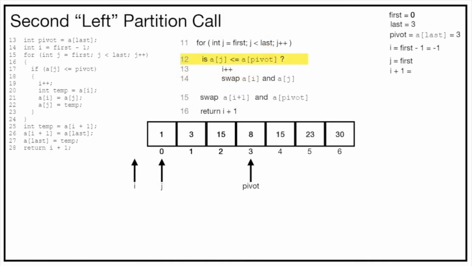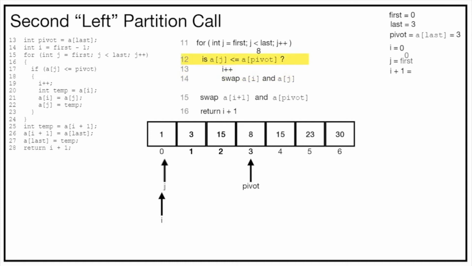Here, the procedure is the same. We initialize I and j, and then test it. Is 1 less than or equal to 8? True. This means that we will increment I, which will now be equal to 0, and then we swap I and j, which happens to be 0 and 0.